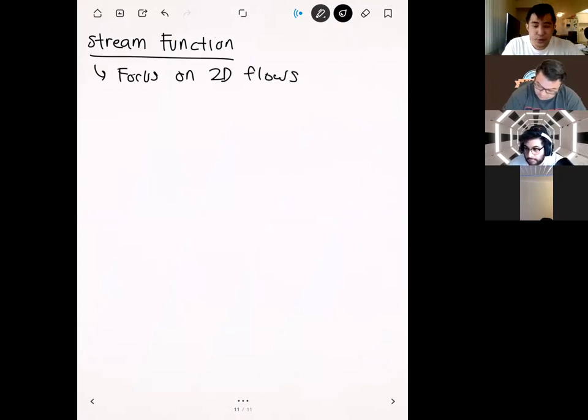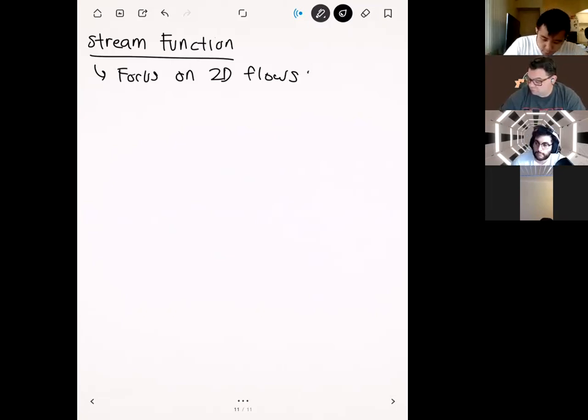Because what you'll see is that with 2D flows, it's already complicated enough, and it's a lot easier to draw 2D flows on a 2D piece of paper than a 3D flow. So technology, we haven't figured out how to effectively draw in 3D yet, and so until then, we're going to focus on 2D flows.